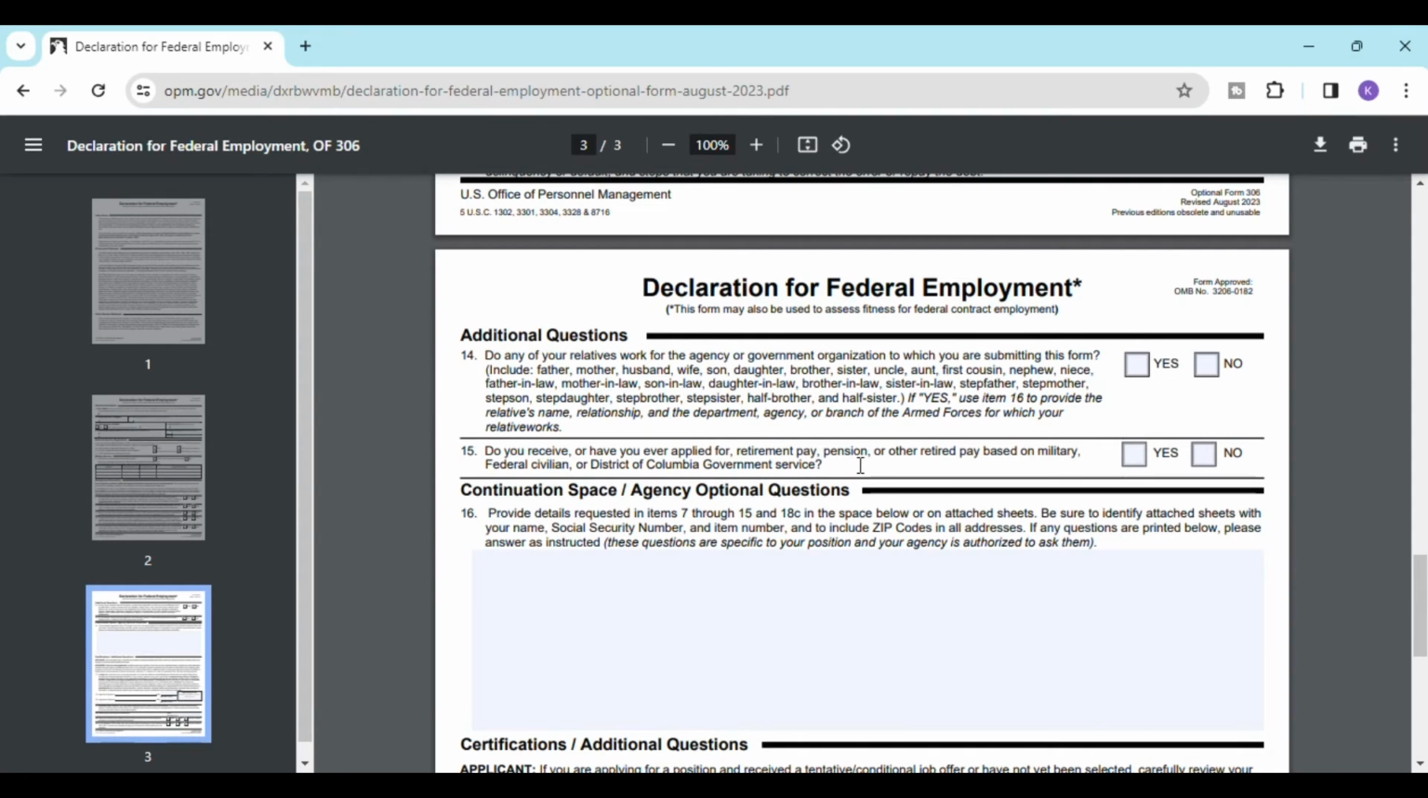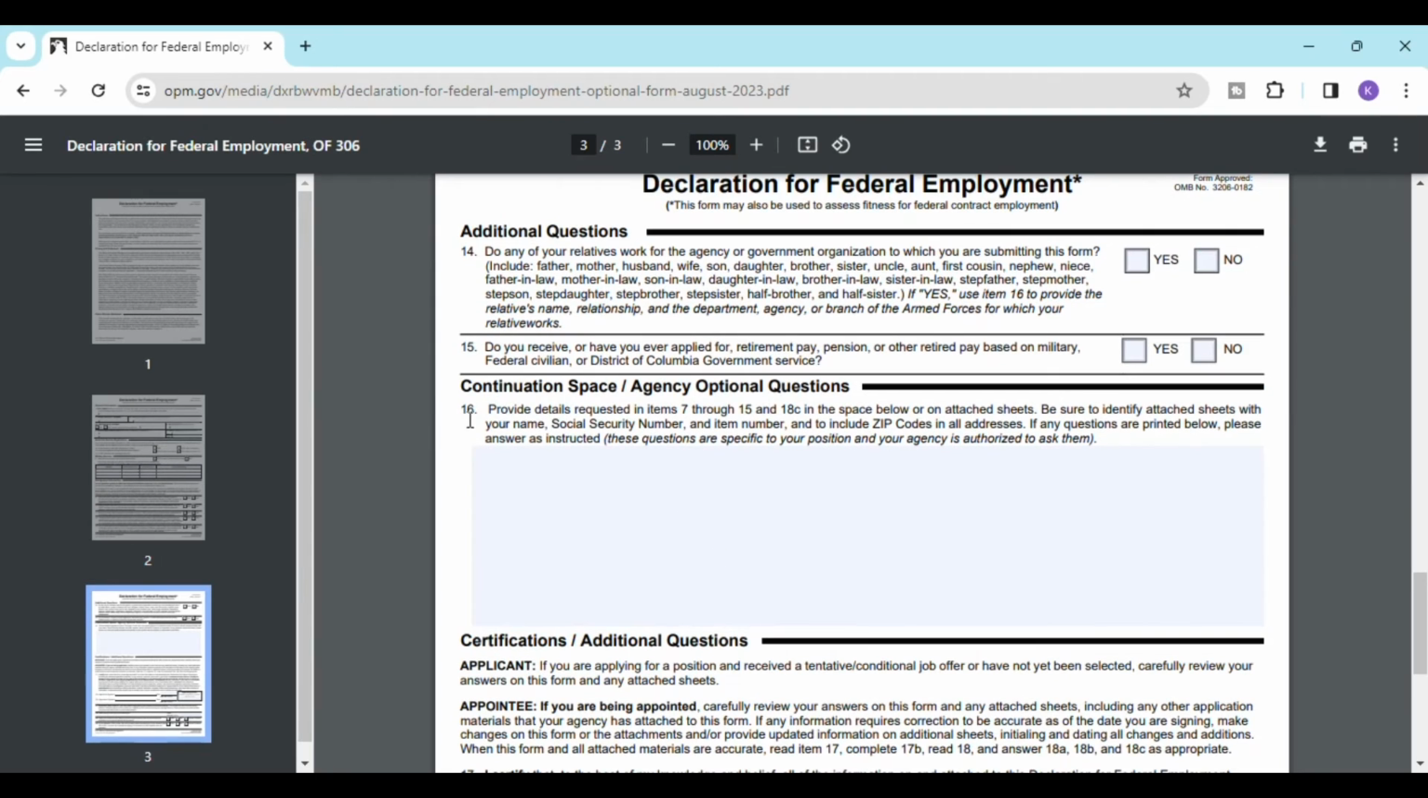So this one's going to be whether you retired from the military, maybe you already retired from federal civilian service and you're going to be a re-employed annuitant. That would be a yes or a no. And then it doesn't show that you would explain it here, but I would just add that just to be safe and make sure everything's covered.